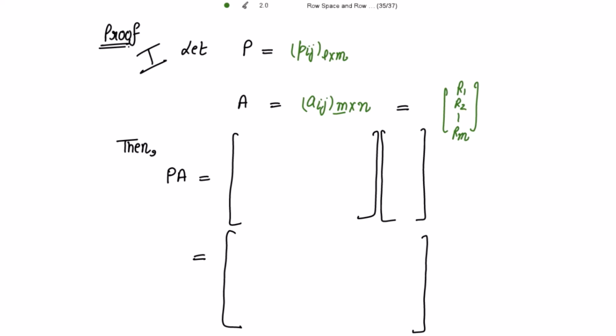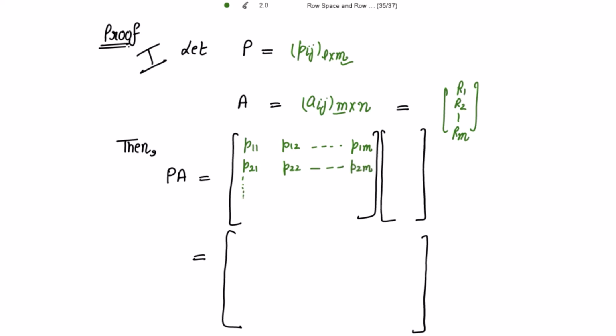So this PA is equal to, this is P11. In the matrix form, I'm writing this P. So this is P11, P12, and so on. How many columns are there? m columns. So writing here P1m. That is the first row, mth column, right? And then the second row, first column. Then second row, second column. And so on, second row, mth column.